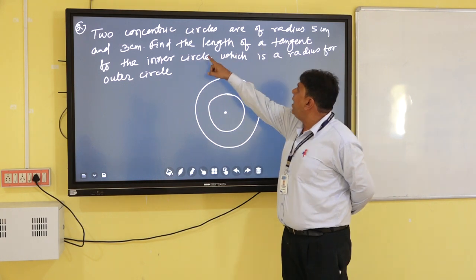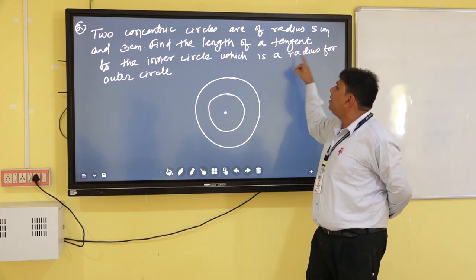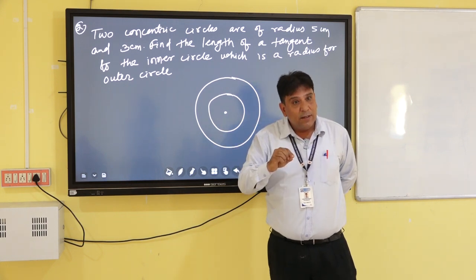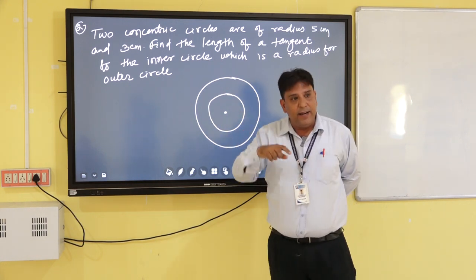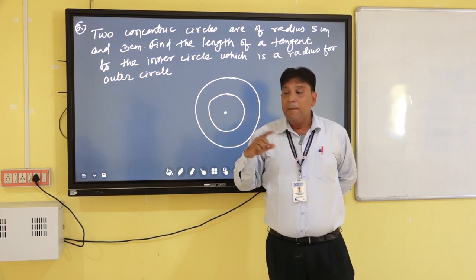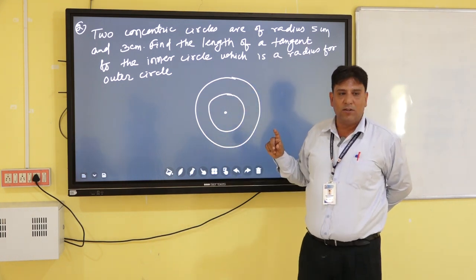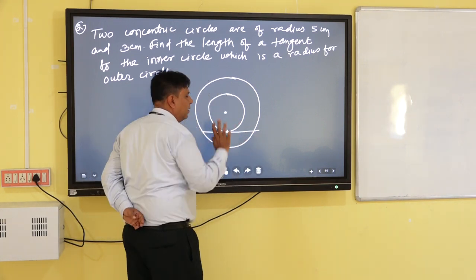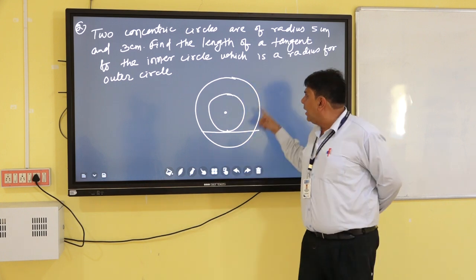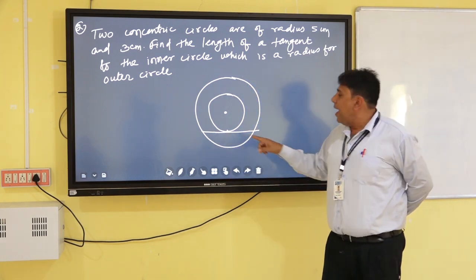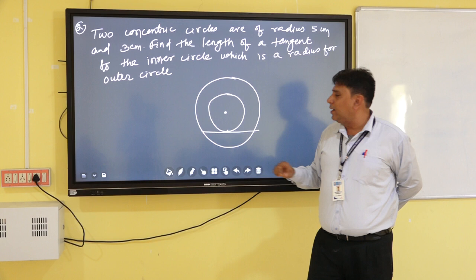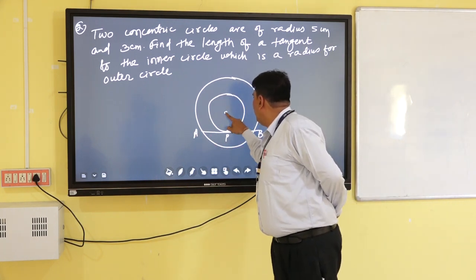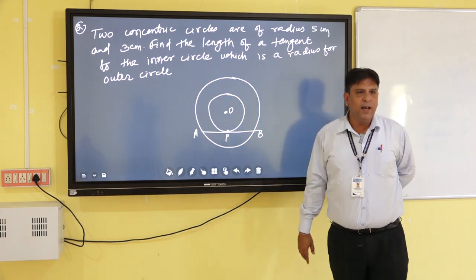Now what is asked? Find the length of the tangent to the inner circle, which is a chord to the outer circle. That means I need to draw a line which is tangent to the smaller circle, but to the bigger circle it is a chord. So I can draw a line like this. This line is a chord to the outer circle, and this line is a tangent to the inner circle. Let me give the name AB, let this point be P, and let O be the center.